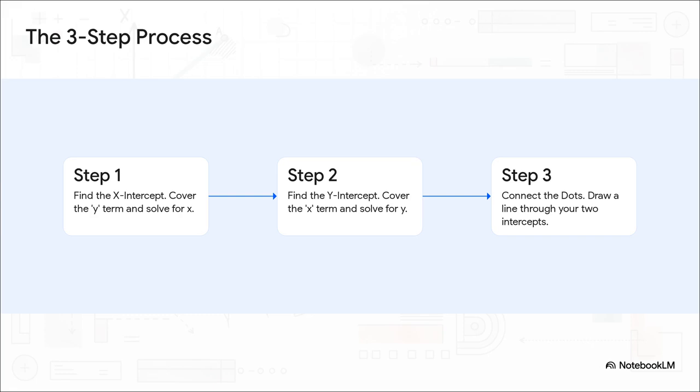The whole process is just 3 simple steps. First, to find the x-intercept, you literally cover up the y term with your finger and then just solve the tiny little equation that's left. Then, to find the y-intercept, you do the exact opposite, cover up the x term and solve for y. After that, you just plot those 2 points and connect them. That is it. You're done.